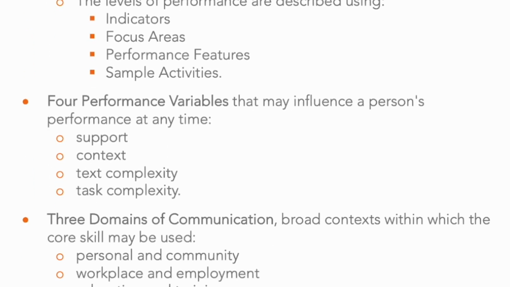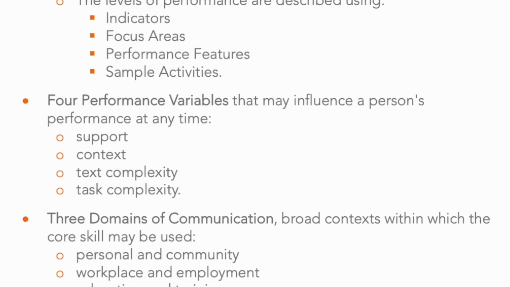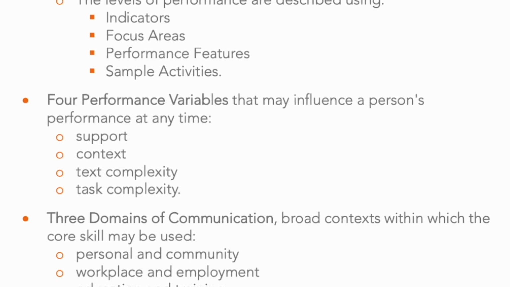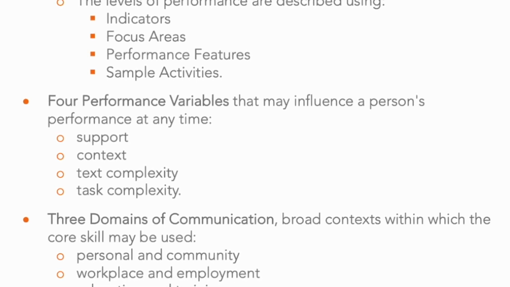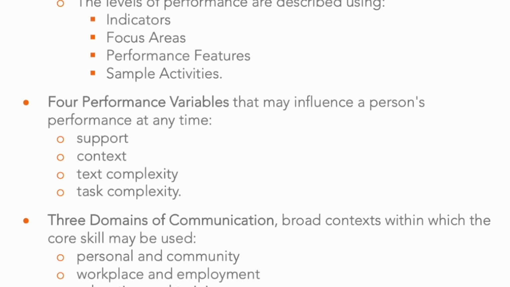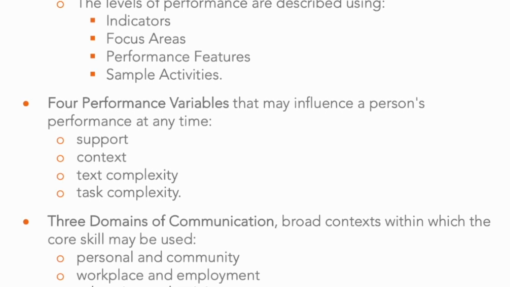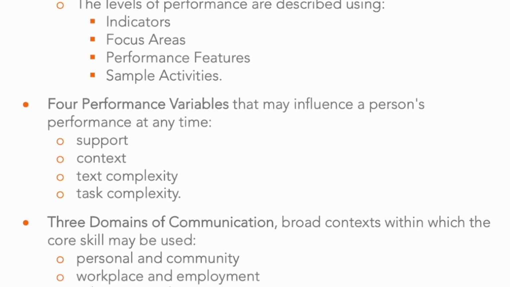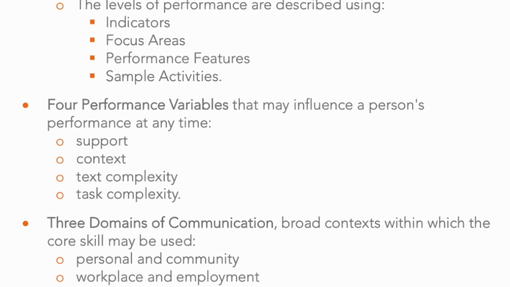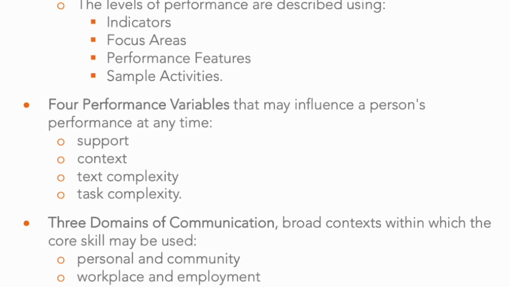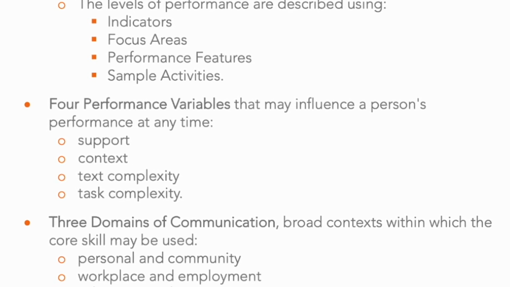The 4 performance variables that may influence a person's performance at any time are support, context, and text and task complexity. So for example, being able to support a candidate will improve their ability to perform. The context of where a particular task might happen will also influence their performance. And finally, if the text and the task are more complex than needed, then a person's performance will be affected. Similarly, if it's too low for the expectations of a task, then the person's performance will also be impacted.